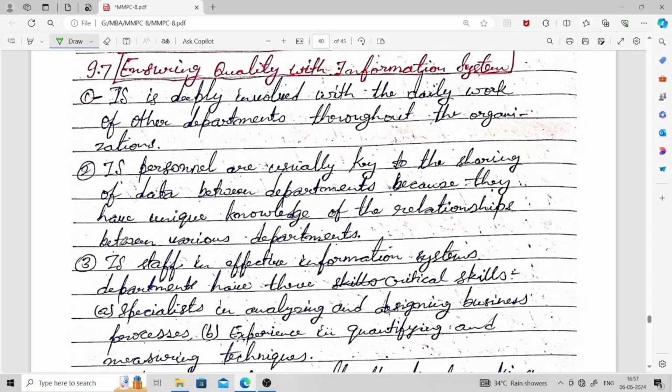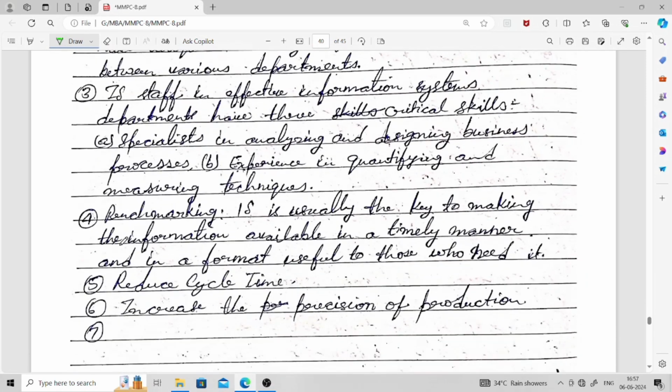Third, information system staff in effective information system departments have three critical skills. First, they are specialists in analyzing and designing business processes. Second, they have experience in quantifying and measuring techniques. So the staff should be specialists in analyzing and designing business processes, and experienced in quantifying and measuring techniques.